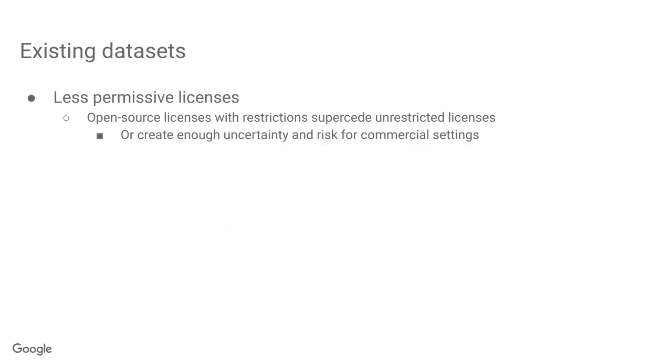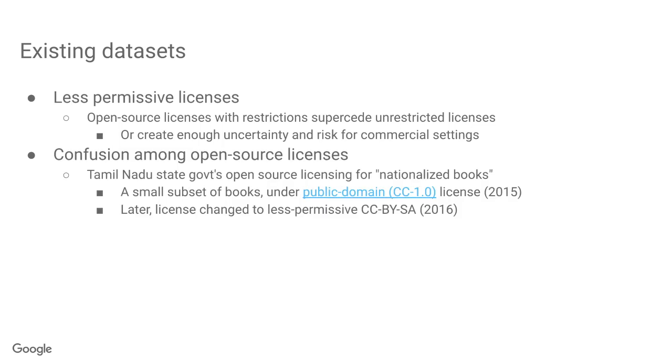Using code and data under the less permissive licenses can get tricky because the restrictions that they place take precedence over the boundaries of some of the code and data that touches it, even under more permissive licenses. So for example, if you have code and data under very permissive use as you like licenses, and they come in contact with licenses with more restrictions, the ones with more restrictions apply to everything. Or even in cases when that's not true, there's enough uncertainty and risk in commercial settings for them to be avoided. Then there can be a confusion among open source licenses.